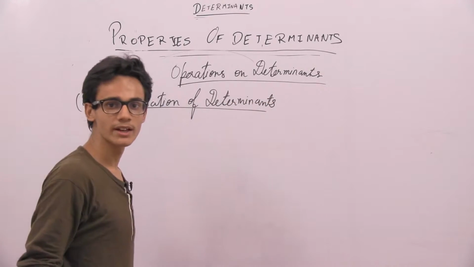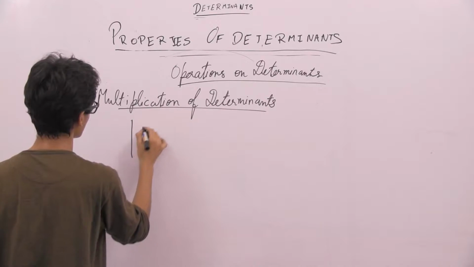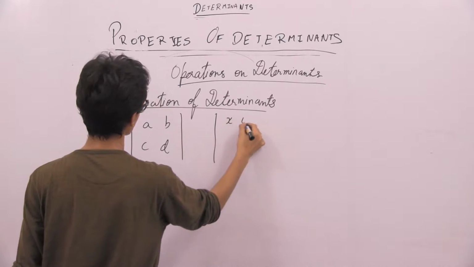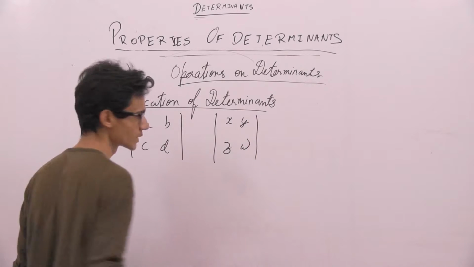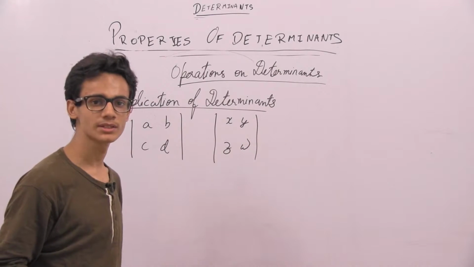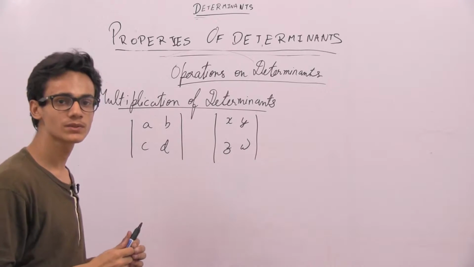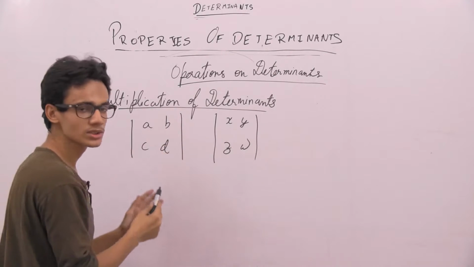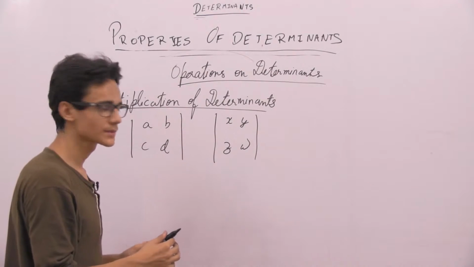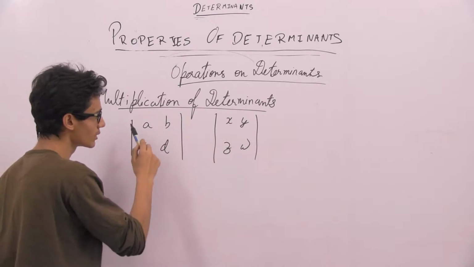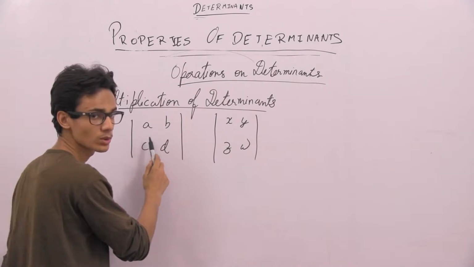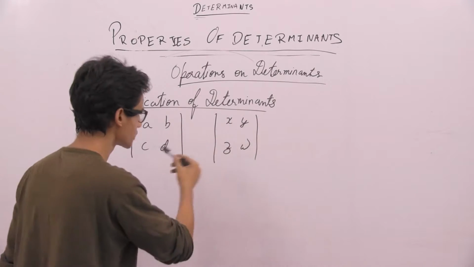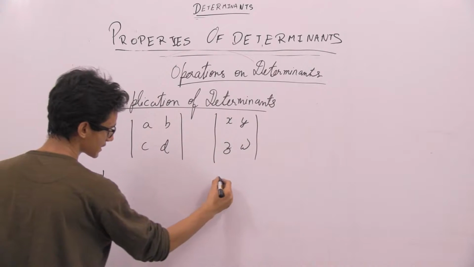So let's suppose we have two determinants that are a, b, c, d and x, y, z, w. So how do we multiply these two determinants? The rule for multiplication of determinants is that we take the rows of the first determinant one by one and then we multiply the corresponding elements of the row to the corresponding elements of the column in the next determinant.